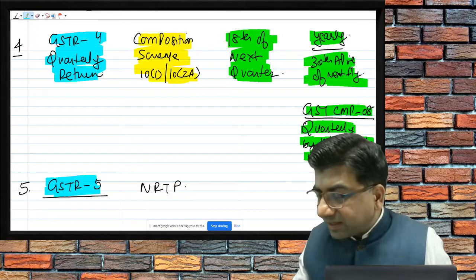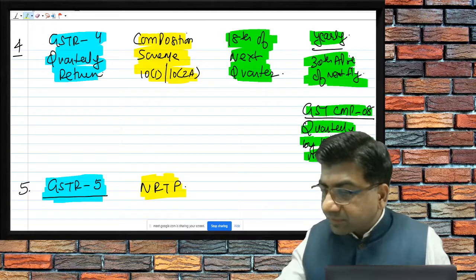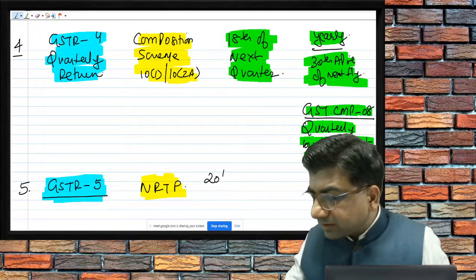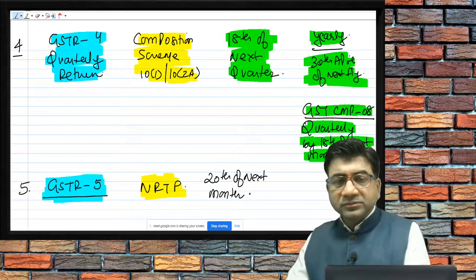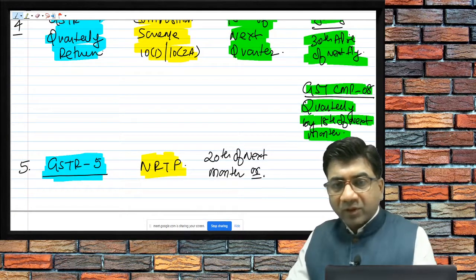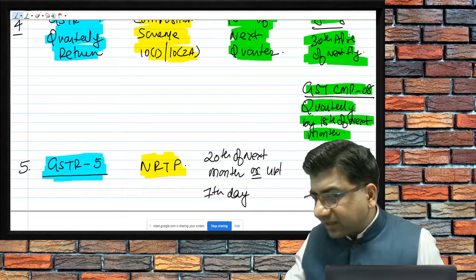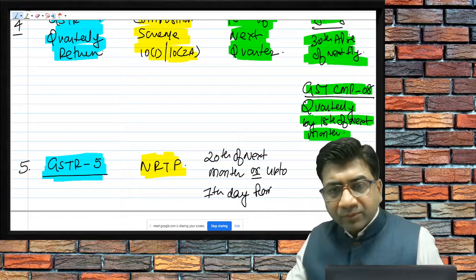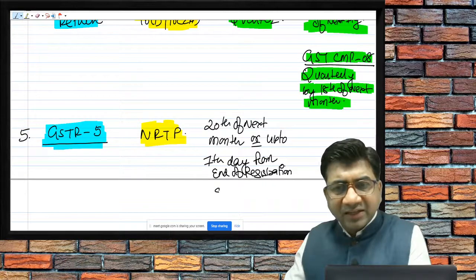What is the time limit for filing GSTR 5? Time limit, tell me. 20th of the next month. Or there's an "or" also, right? Or 7th day, or up to the 7th day from the end of registration. 20th of the next month or up to 7 days on it, whichever is earlier.